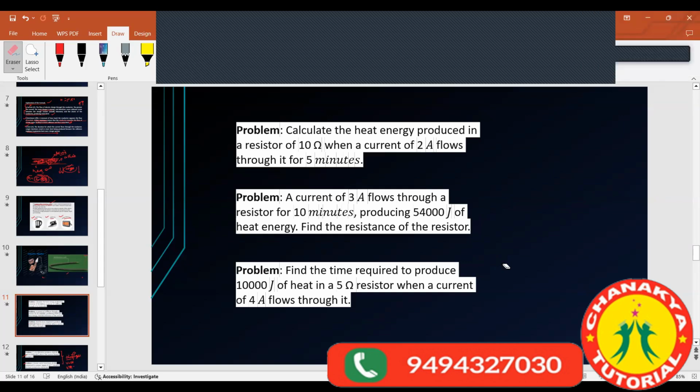Ma'am, can we tell the first answer? Keep it in mind, you need to convert minutes into seconds. Whatever the SI unit is, convert.